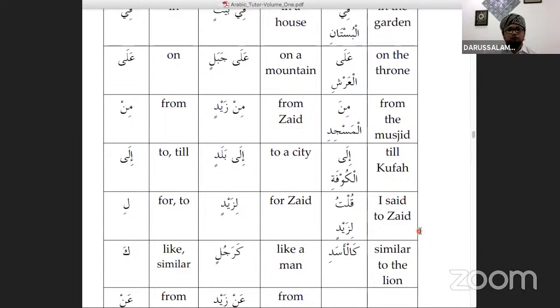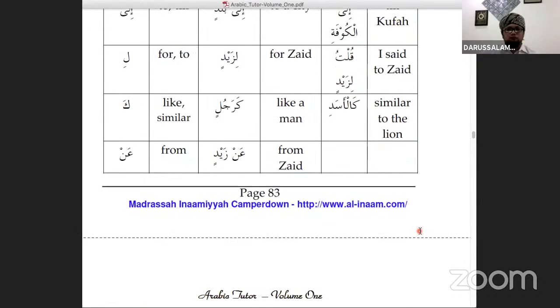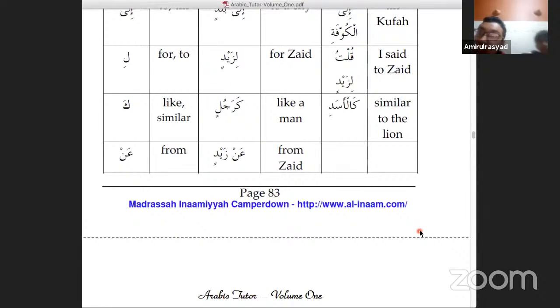Ka, like, similar. Karajulin, like a man. Kal Asadi, like the lion. An Zaidin, from Zaid.